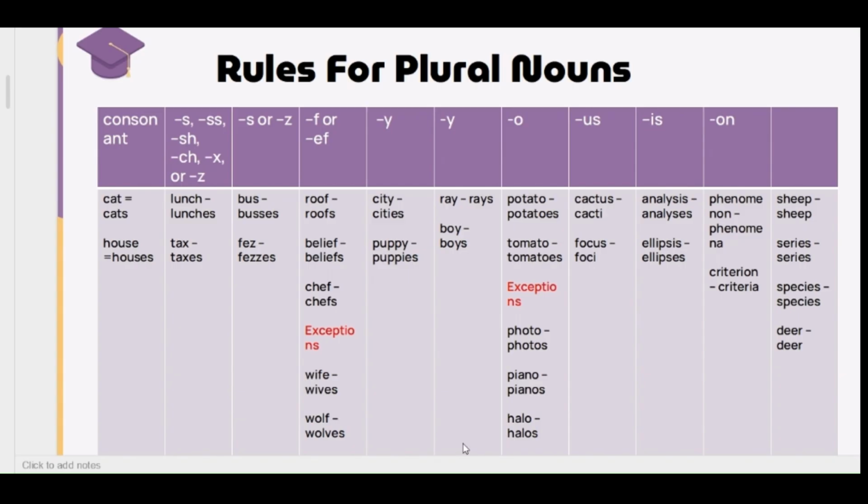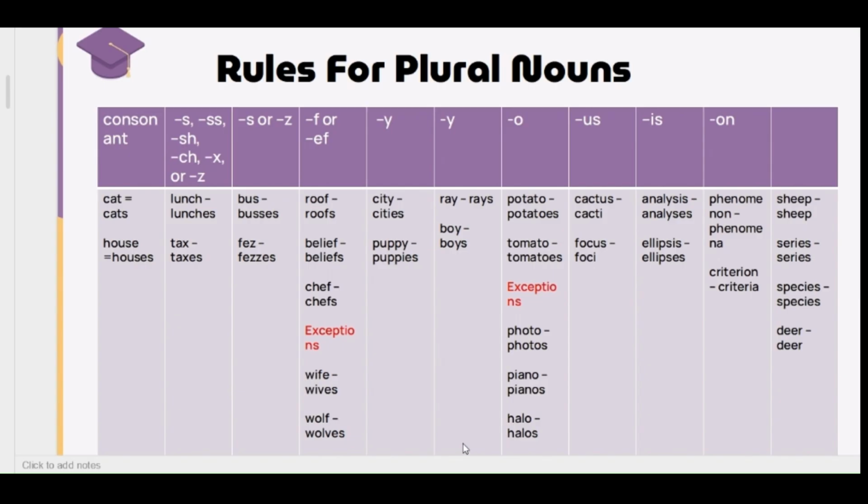This is the general rule of how we can write the nouns in the plural form in English. We checked them already, so I'm just going to do a quick review. When the words end with consonants or vowels, we can just add s. In some cases, when the word ends with ch or sh, we have to use es, like lunches or taxes. Some words, when they end with S or Z, we have to double the consonant and then we add ES. So, like bus becomes buses, fez, fezzes.